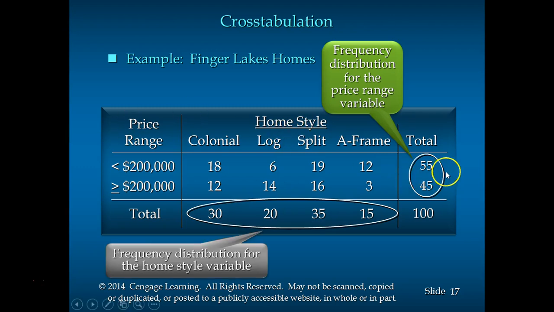Right here are the totals. This total represents the price range here. So you have a little more cheaper homes, 55 cheaper homes and 45 expensive homes. Then you have a total of 30 colonial homes, 20 log homes, okay? Like this. Okay, everybody?